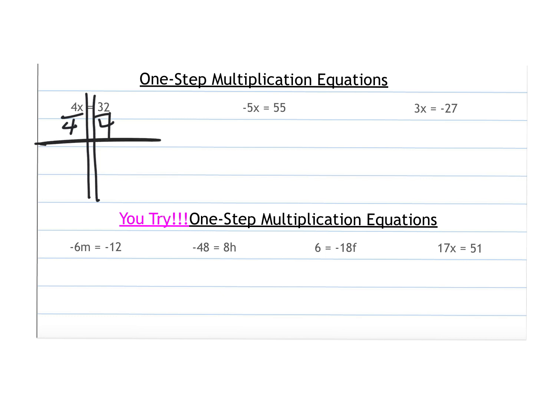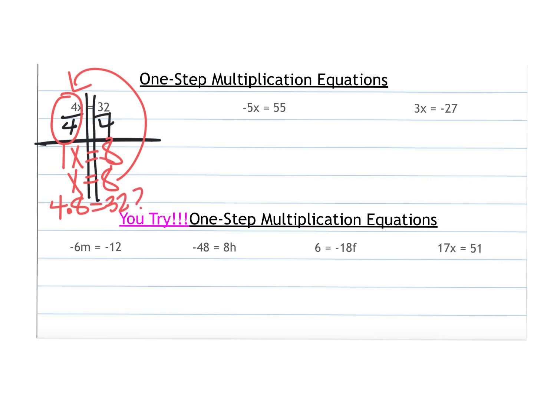I'm going to draw a line so I know that that step is done. And then again, I could cross off this 4 over 4, but 4 divided by 4, as we know, is 1. And then we're going to bring that x down. So 1x, and then 32 divided by 4 is 8. I'm going to drop that 1, so x equals 8. And then, just like before, we're going to put our 8 back into the equation. So 4 times 8, not 48, 4 times 8. Check to make sure that it equals 32. And it does, so then our answer is x equals 8.